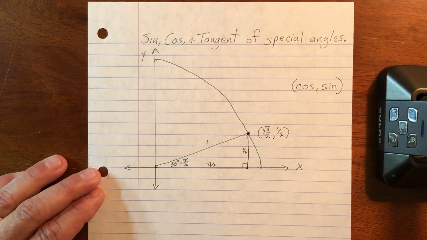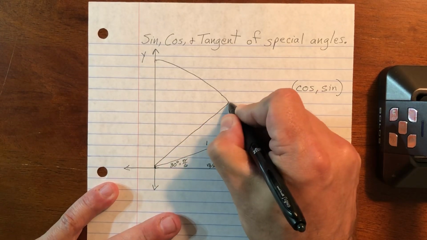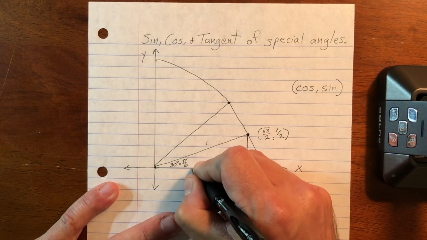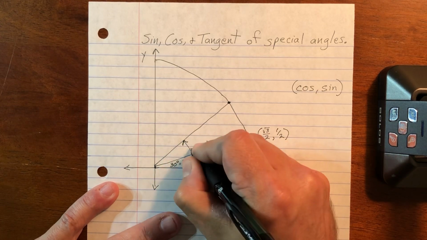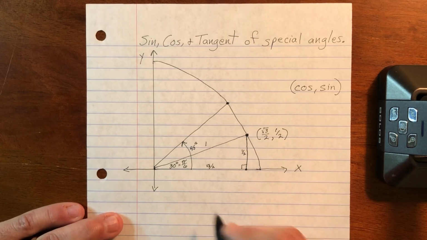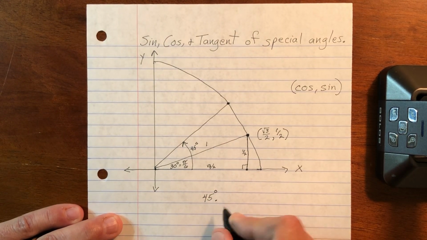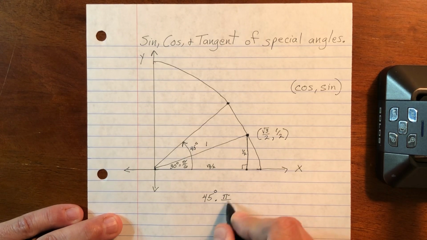Okay, let's try a different angle. 45 degrees. Let's say this is a 45-degree angle. And I don't want to get this too messy, so down here, let's figure out 45 degrees. What is that in radians? Well, let's see, that's going to be times pi over 180.